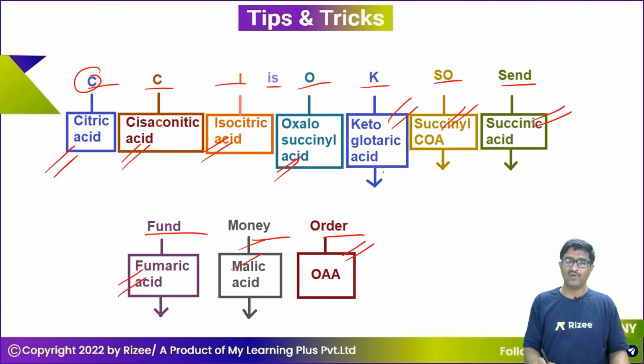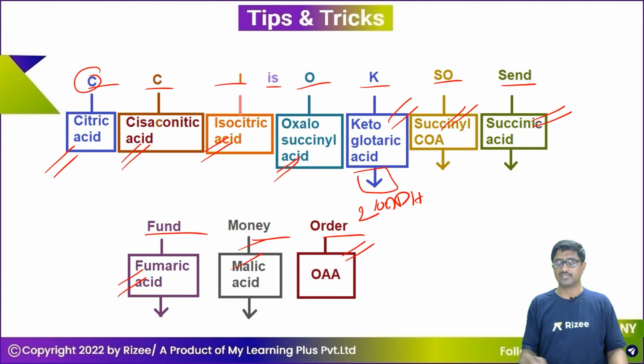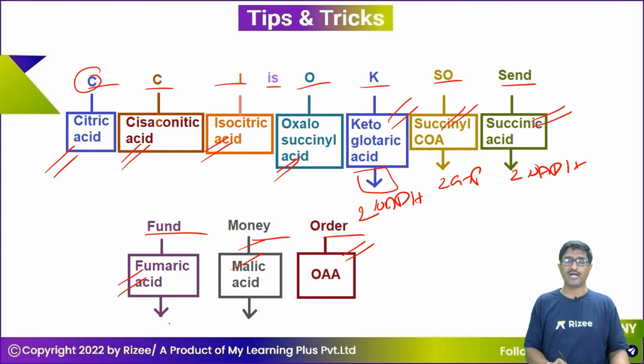So here one arrow mark is there. These arrow marks represent energy. You all know about the 2 NADH that are formed, and here 2 GTP will be formed, and here also 2 NADH will be formed, and at the fumaric acid place FADH will be formed, and here 2 NADH will be formed.